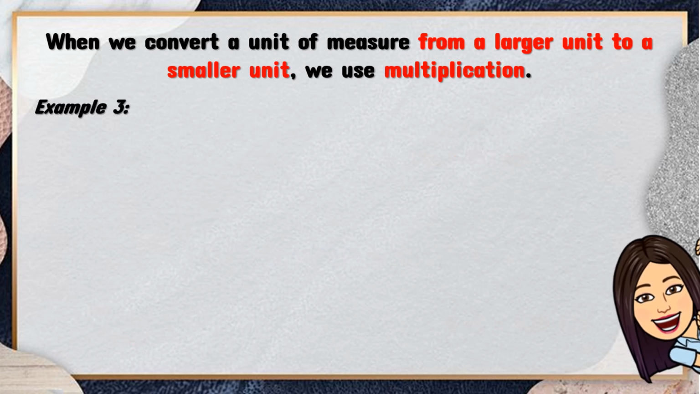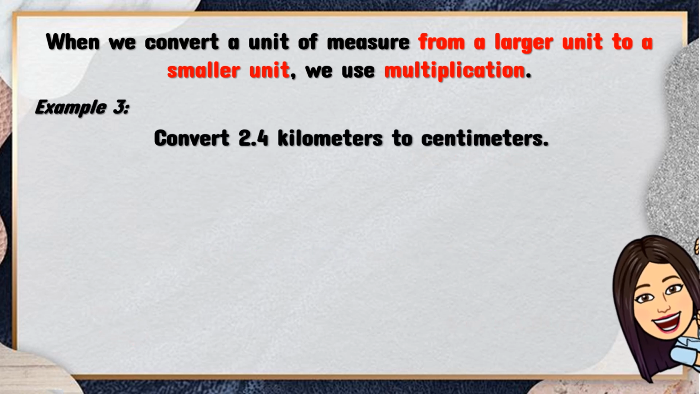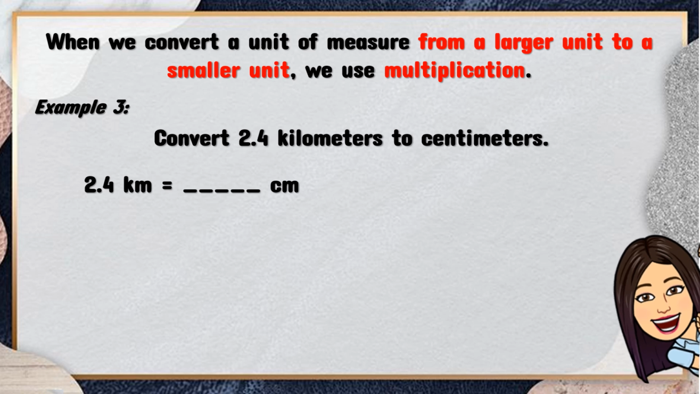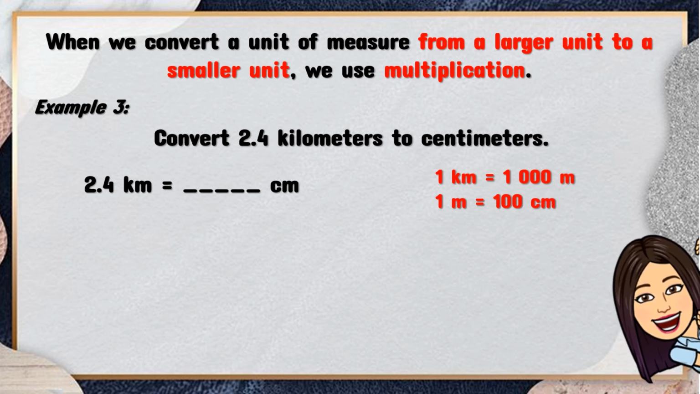Let's do example number 3. Convert 2.4 kilometers to centimeters. So 2.4 kilometers is equal to blank centimeters. Let's convert first kilometers to meters, which is 1 kilometer is equal to 1,000 meters. Then convert meters to centimeters. And 1 meter is equal to 100 centimeters.